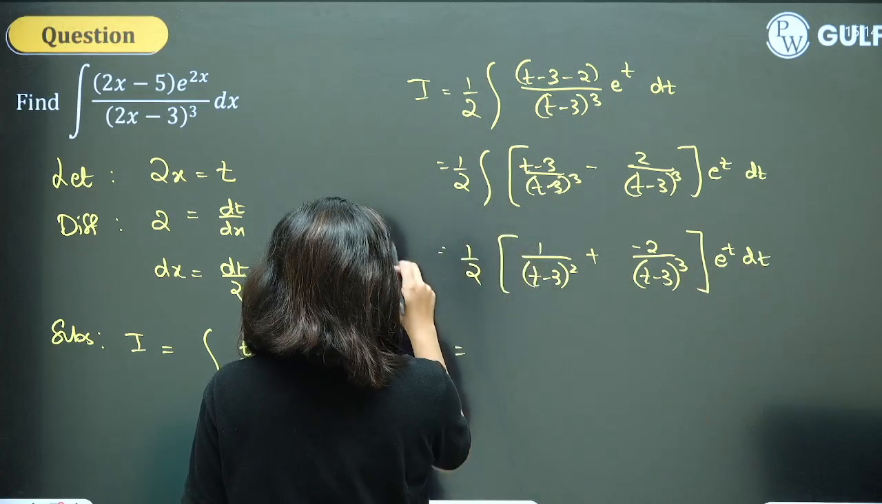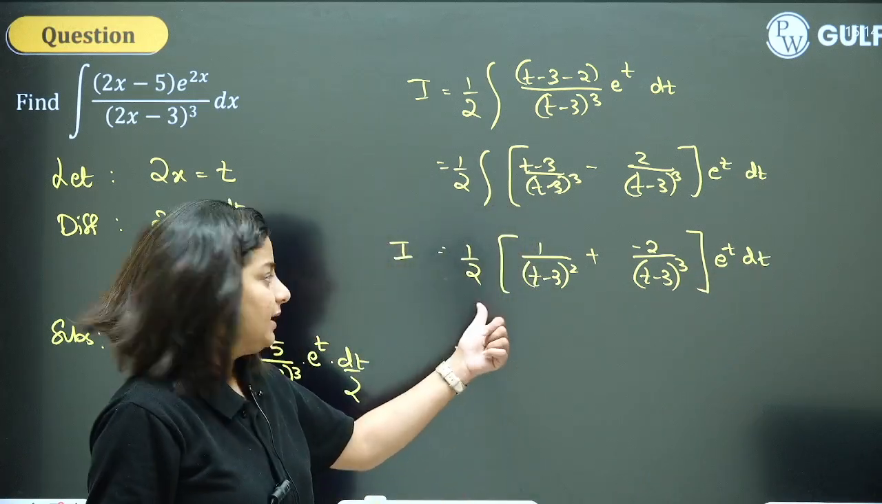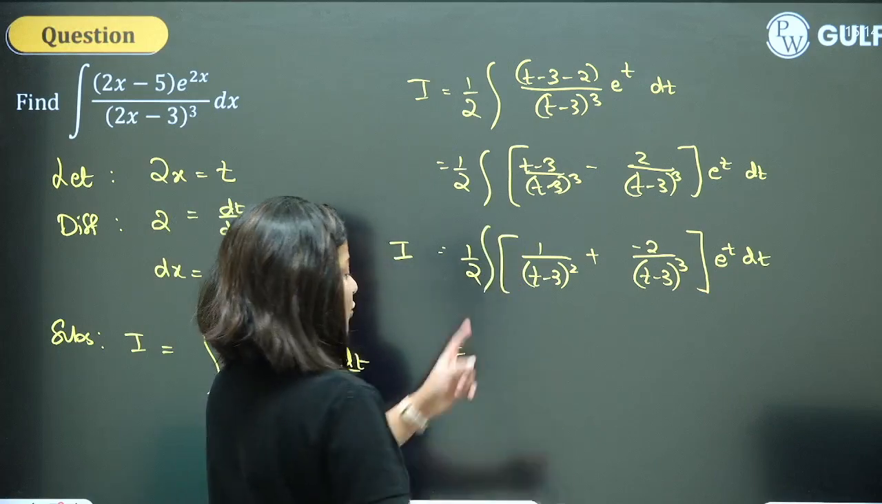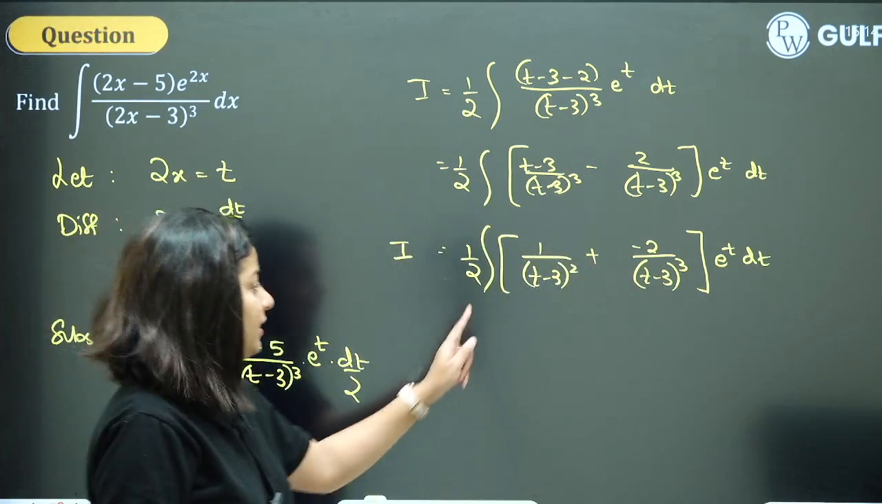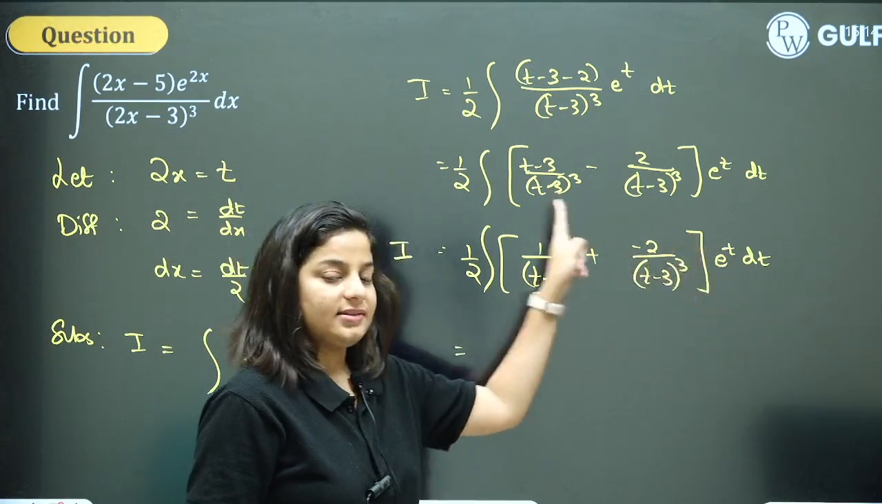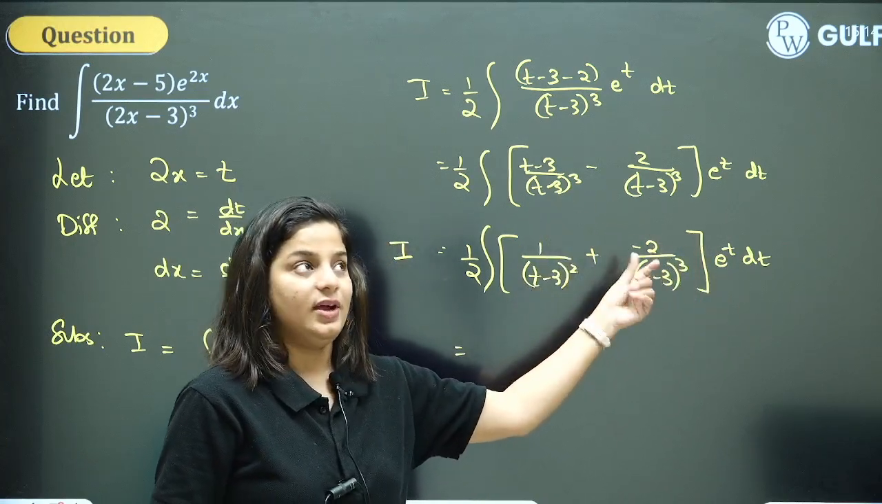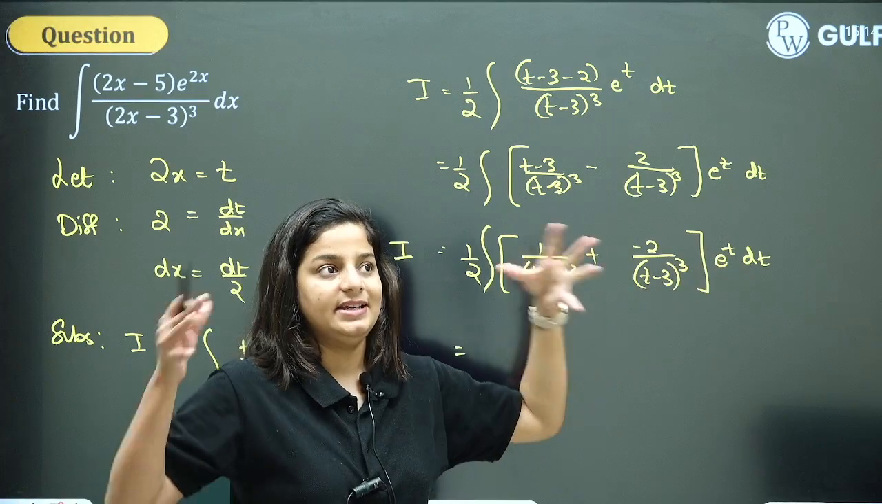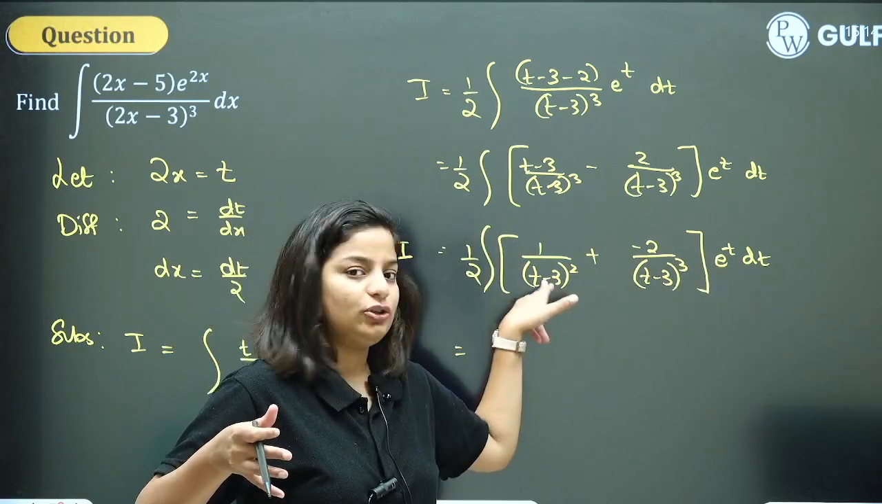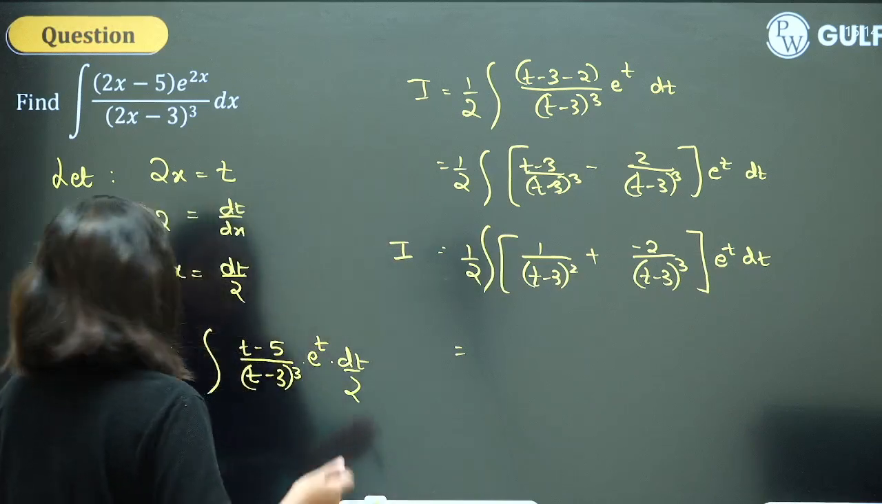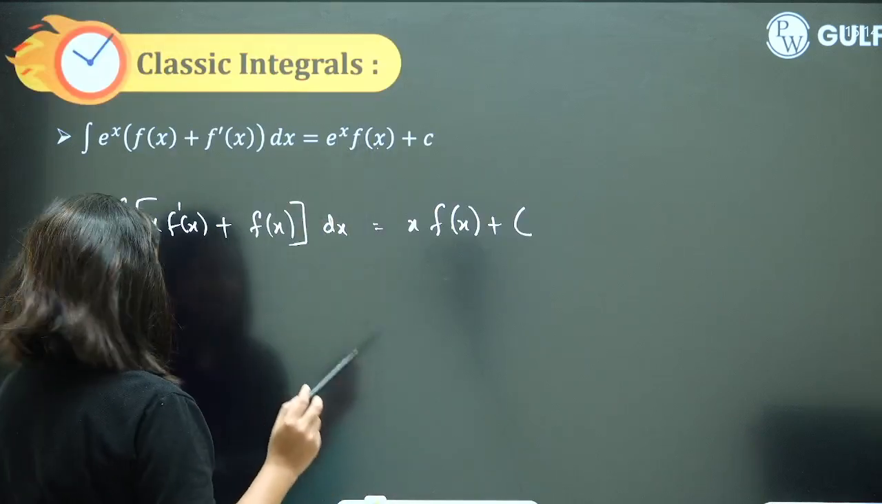My dear children, can you all see function and its derivative? Can you all see e raised to x, f of x plus f dash of x? Whenever you have e raised to x outside, and inside there is both f of x and f dash of x, e raised to x will run with whom? Function or its derivative? E raised to x will run with function.